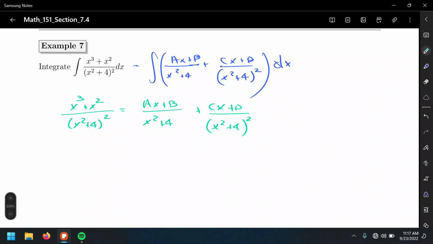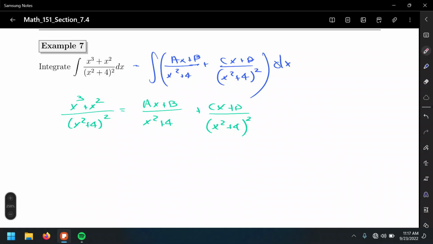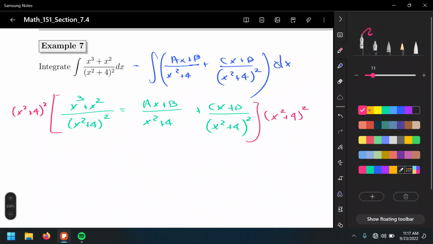You might want to simplify by multiplying both sides by the least common denominator. And that has to be a power of x squared plus 4. Powerful enough not just to divide out the x squared plus 4, but also to divide out the x squared plus 4 squared. And that's actually our guy here to get the job done. Okay, you know the drill for this.